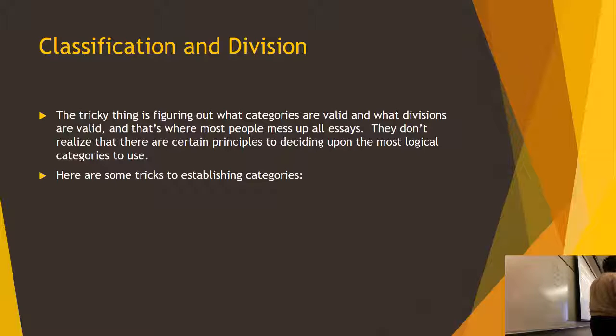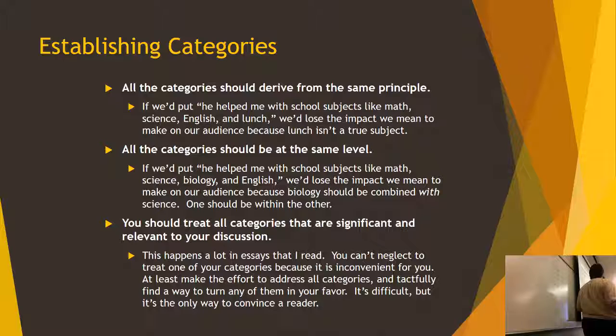So the tricky thing is figuring out what categories are valid and what divisions are valid, and that's where most people mess up. You'll think that a category is valid next to another one, but there's something that causes it not to work based on the logic of how you've broken down categories. Let me show you what I'm talking about.